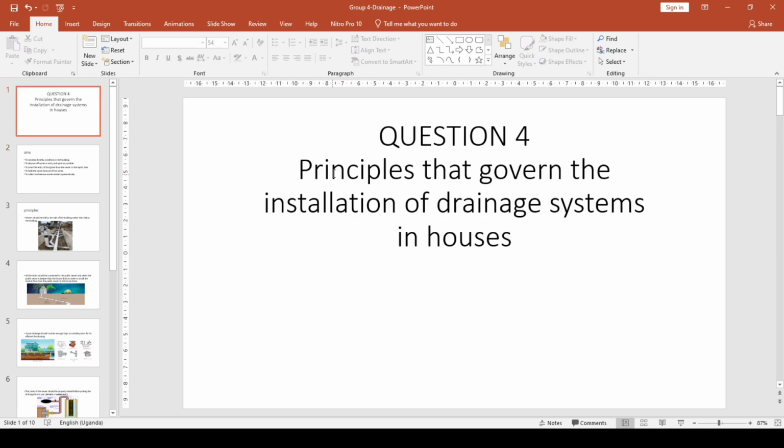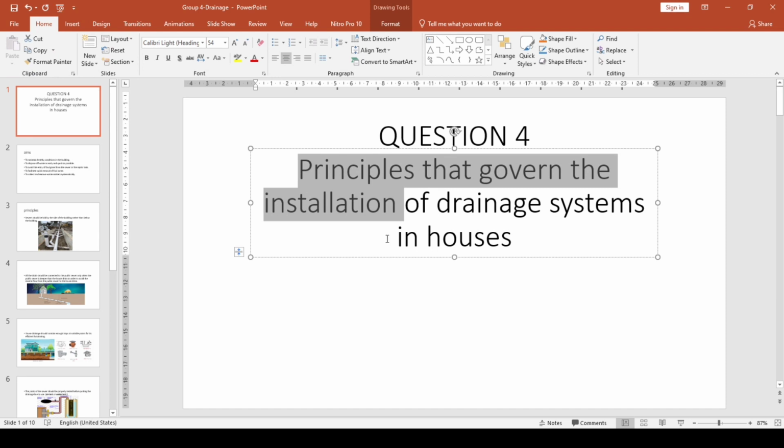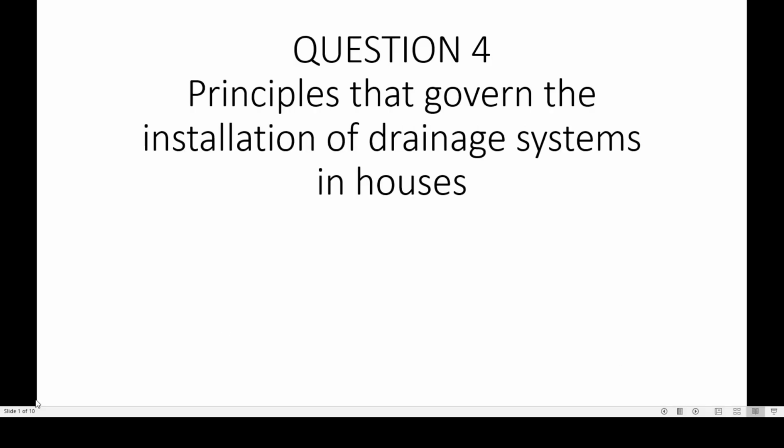Question 4 says, specifically we are going to look at the principles that govern the installation of the drainage system in the house. So what principles govern the installation of drainage system in the house?